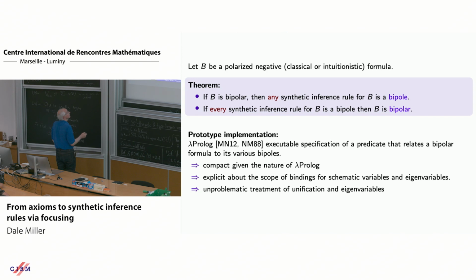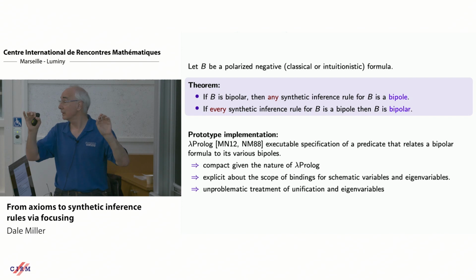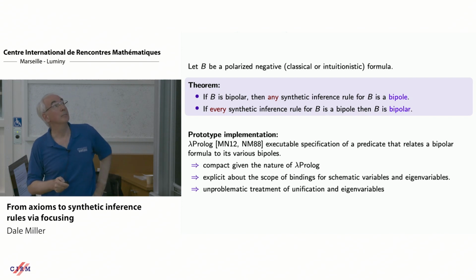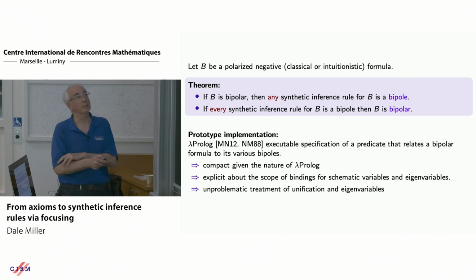One thing that's easy to notice is if B is a bipolar, that means it's in the second part of the hierarchy, then any synthetic rule for that is a bipole, which means as I move through, I finish after one phase, a positive and then a negative phase, and the only things I'm putting in storage are atoms. And if every synthetic rule for a given formula is a bipole, then it's in fact a bipolar formula. It's just showing that they're the same concepts.